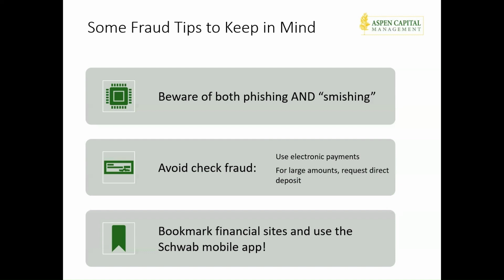Lastly, tip number three is, rather than using search engines and clicking on the results to access financial websites, we recommend bookmarking known and trusted web addresses, then using those bookmarks in your web browser to access the websites instead. For Charles Schwab specifically, we recommend using the Schwab mobile app, which Bryn will talk more about. And as always, we just wanted to provide a reminder to please report any fraud and/or suspicious activity to Aspen Capital immediately so that we can help you resolve any potential issues.